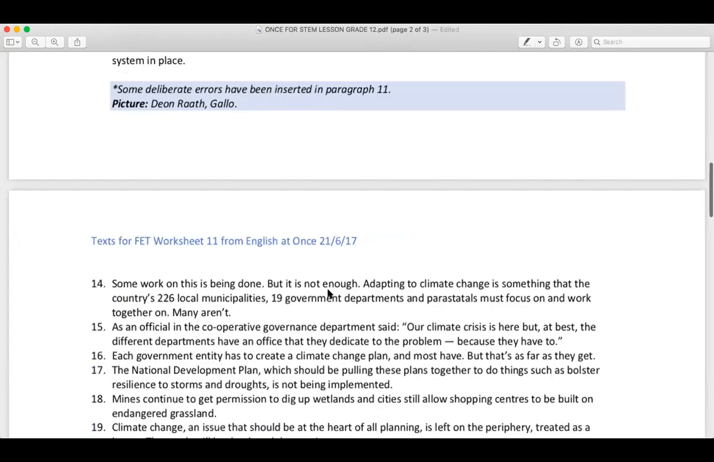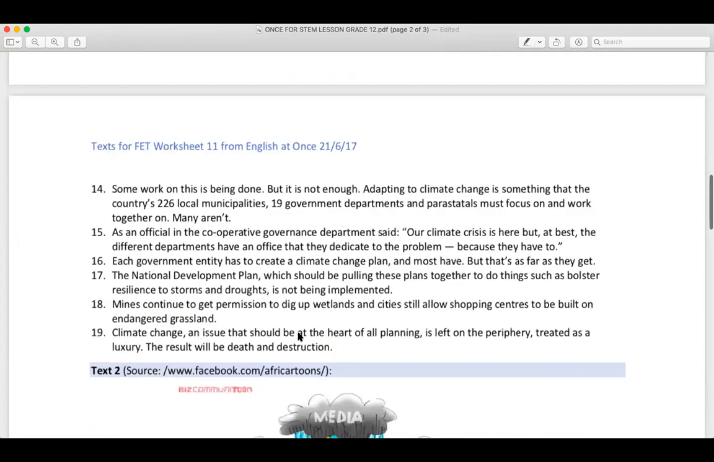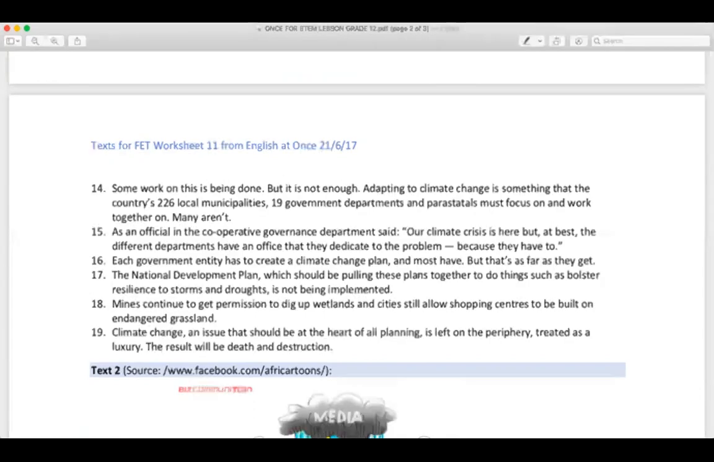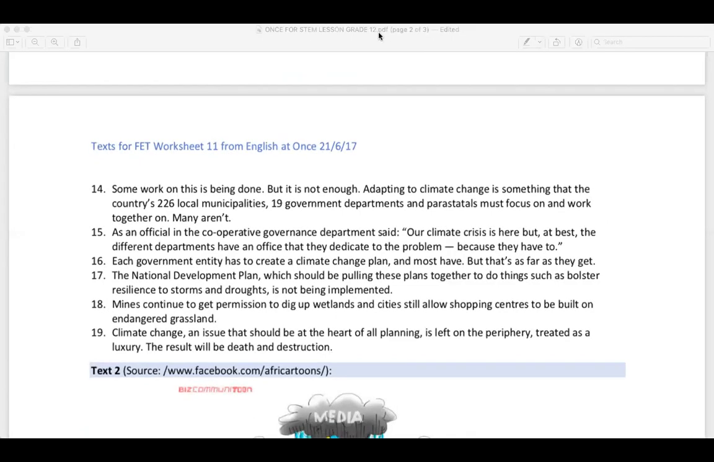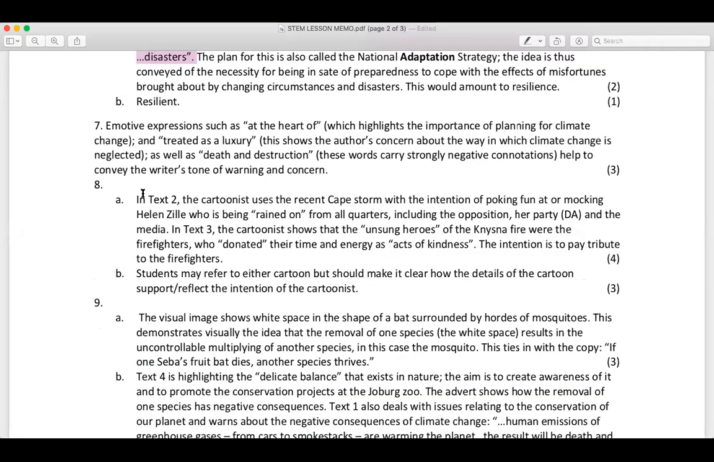the final paragraph. Climate change is an issue that should be at the heart of all planning. Climate change, an issue that should be at the heart of all planning, is left on the periphery, treated as a luxury. The result will be death and destruction. Very direct. What is the answer? The answer is there, lovely.